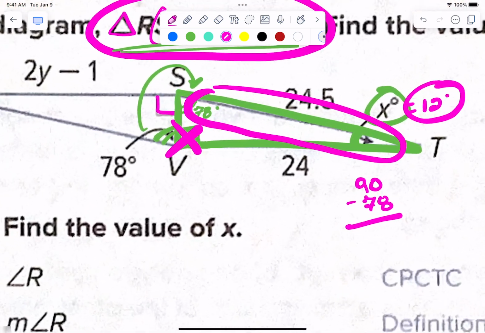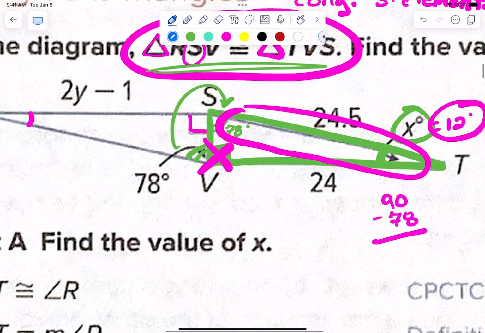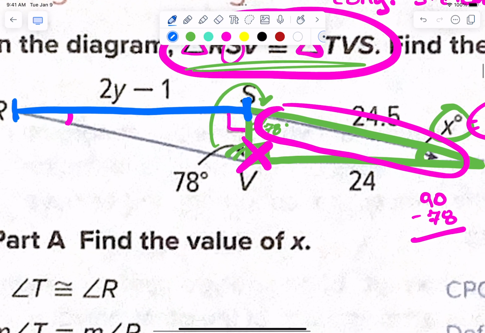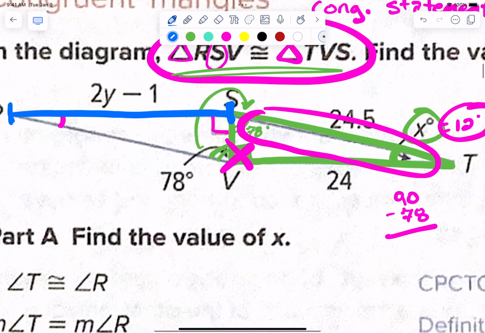Okay? Now the last one is y. So y is this guy right here. Do you know what 2y minus 1 is pointing to? This side right here. That's what 2y minus 1 is. So they're saying that length is 2y minus 1. Do we know anything more about that length? How long is 2y minus 1? It's 24, because it matches up right here, right?